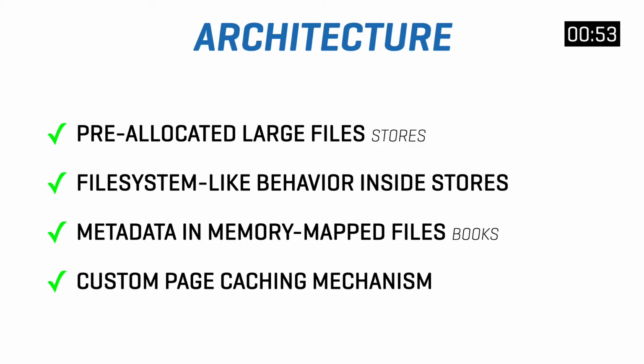In terms of architecture, we're not using individual files to store objects. We rather opted for pre-allocated large files that we call the stores. They have file system-like behavior on the inside that streams data through to ensure proper object allocation, continuous free space, and to avoid disk fragmentation. The corresponding metadata is kept in separate memory mapped files, which we call the books. And as mentioned, there is a custom page caching mechanism to ensure that the hot data is stored in memory.